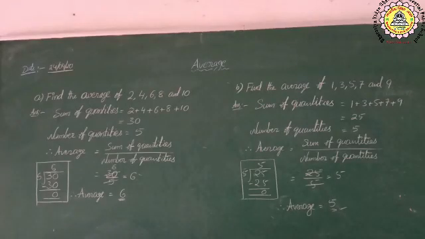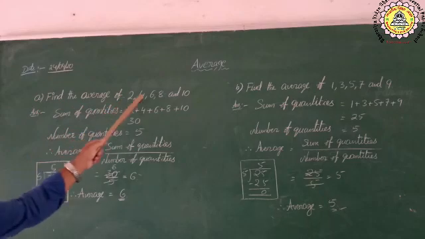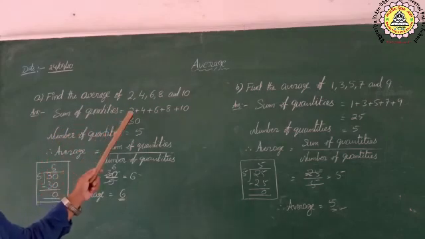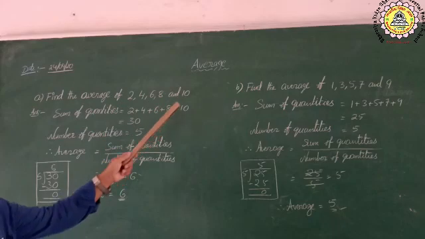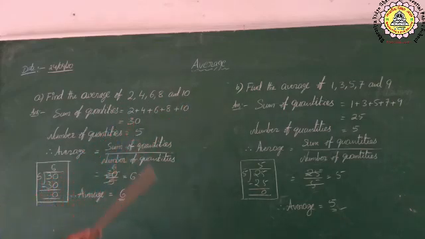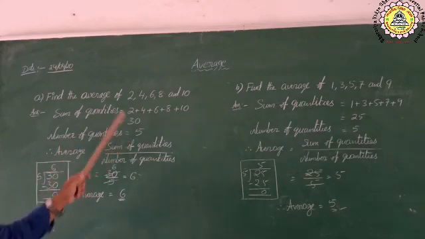Students, let us check this first sum. Find the average of 2, 4, 6, 8 and 10. Okay, now write this answer. Sum of quantities is equal to 2 plus 4 plus 6 plus 8 plus 10. What is the total here? We will get 30. Next, number of quantities is equal to, how many numbers are here?